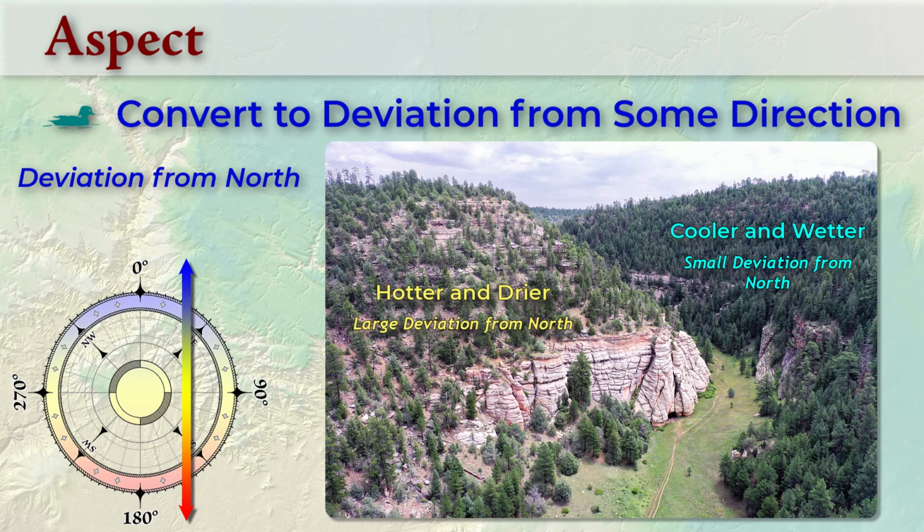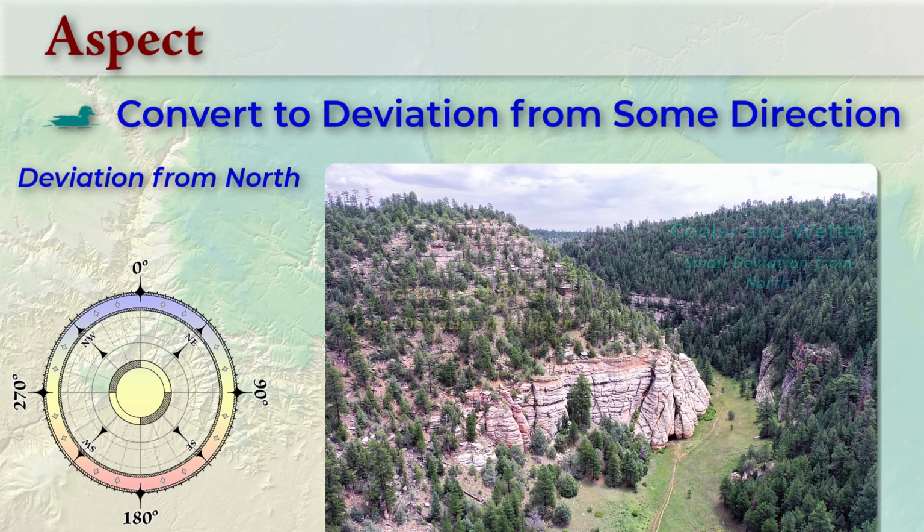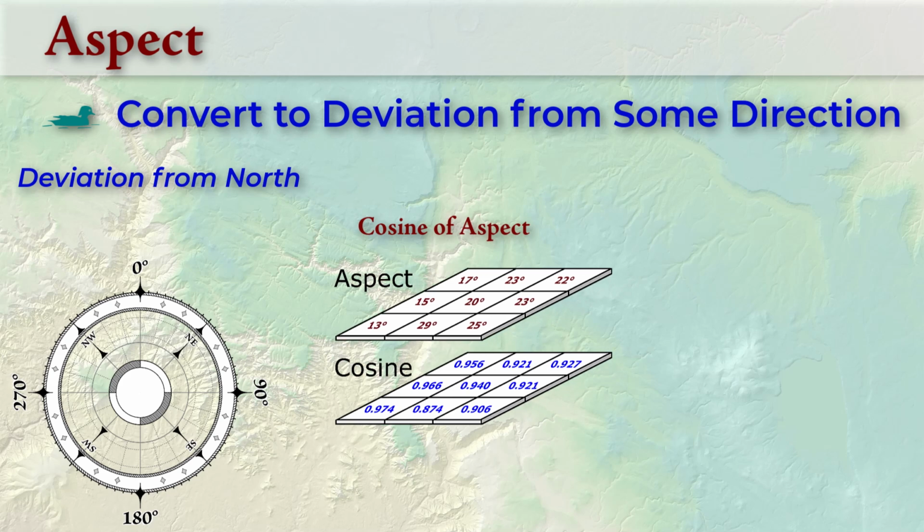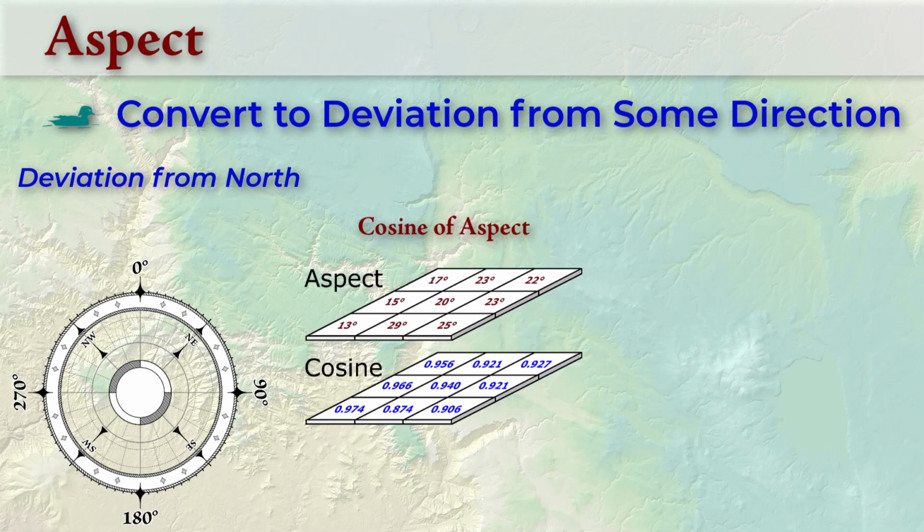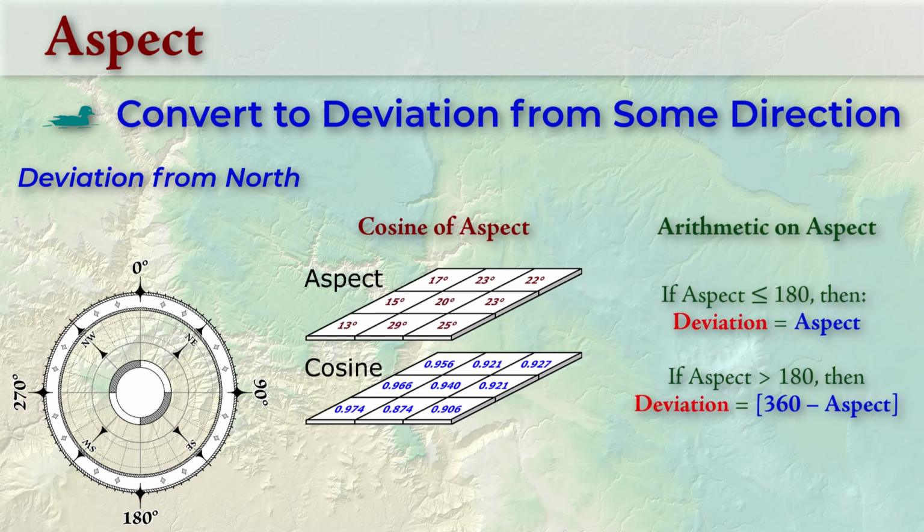Deviation of 30 degrees in either direction seems to result in similar microclimate conditions, so we don't really care whether it's facing 30 degrees east or 30 degrees west of due north. It's the 30 degrees deviation that matters. So in this case, it'd make more sense to just transform aspect into a pure deviation from north value. There are a few ways we can do this, by applying trigonometric functions or simple arithmetic functions to the aspect values.